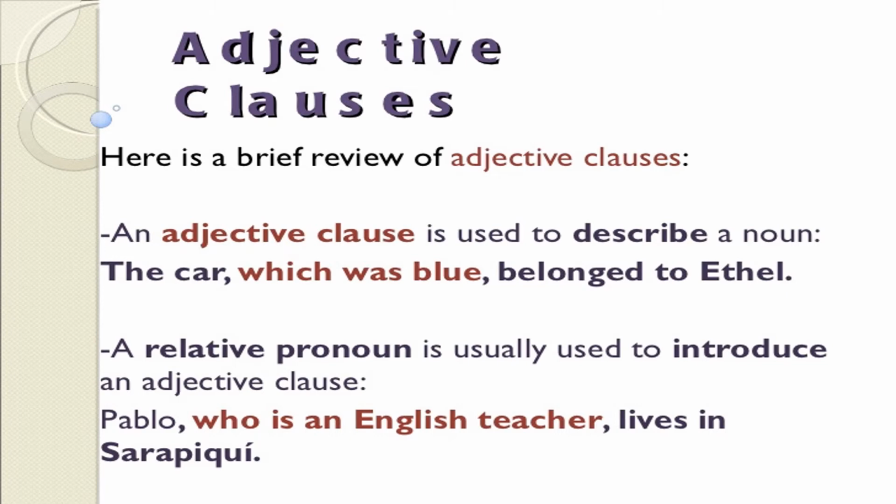So, who is an English teacher? We have a subject, we have a verb, and it serves as describing. It is describing something, a noun or a pronoun. Hence, it is an adjective clause. So this part of the sentence, which was blue, is a group of words. It has a subject, it has a verb, and it is describing another noun. Hence, it is an adjective clause. Similarly, who is an English teacher has a subject, it has a verb, and it is describing a person, a noun. Hence, it is an adjective clause.